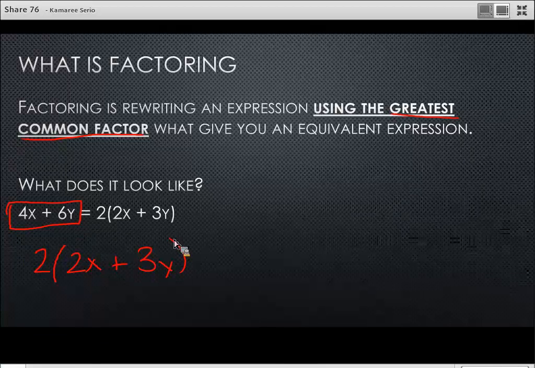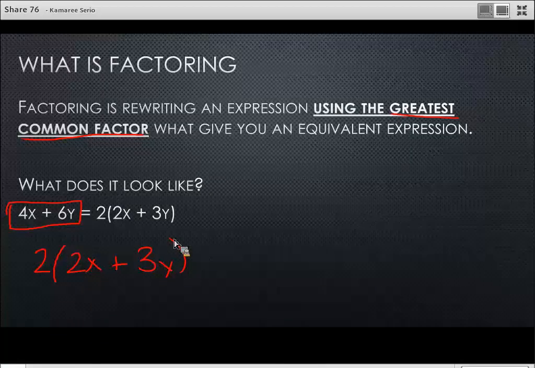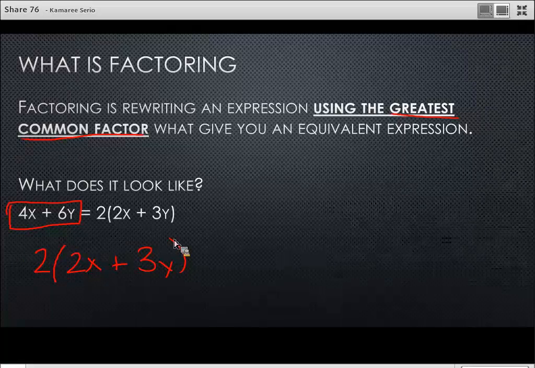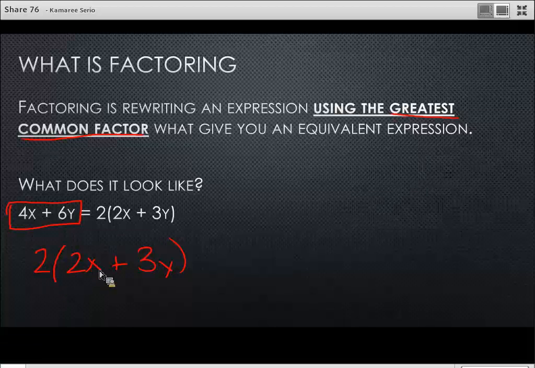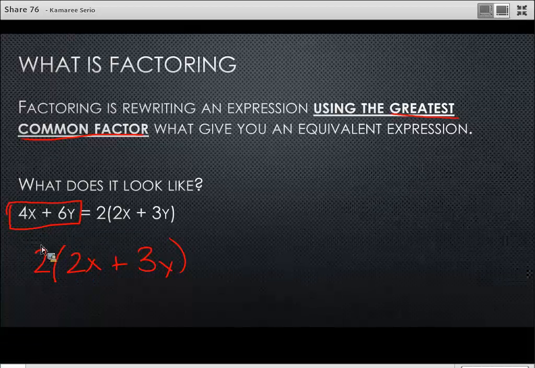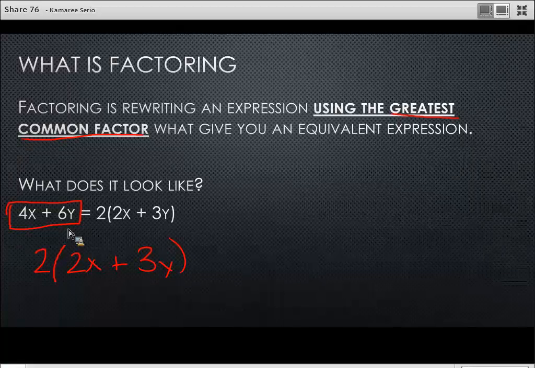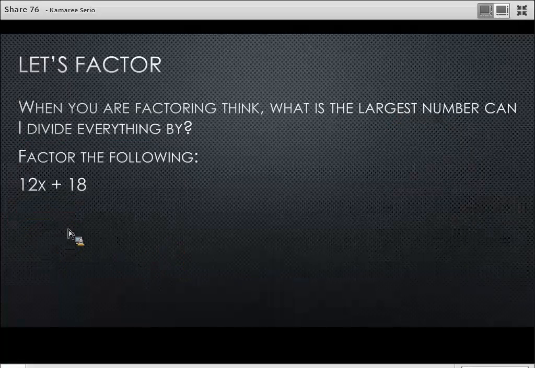So I'm going to do a decent amount of these so you can see what it looks like. But the goal of it is pretty much just to pull out a factor, preferably the greatest one, and then figure out 2 times what gives me 4, or whatever number times this number will give me my original expression. Factoring is the opposite of distribution. So they undo each other. They're like the math inverse operations of each other.